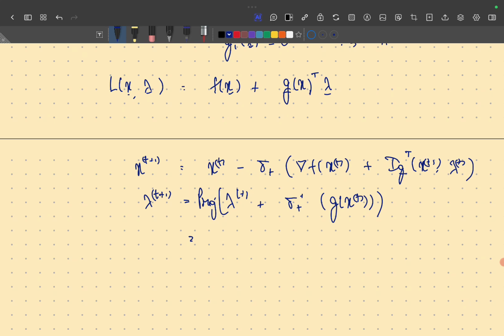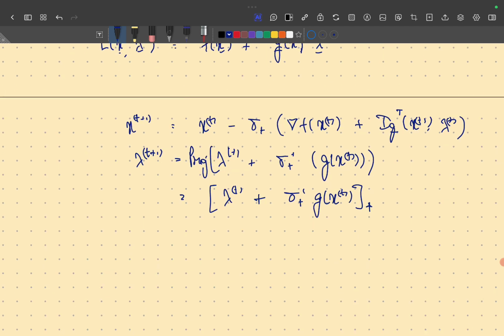And this happens to be plus delta t prime g of xt, the positive part. So basically, if you take a number v, the positive part of this number is just max of v comma 0.